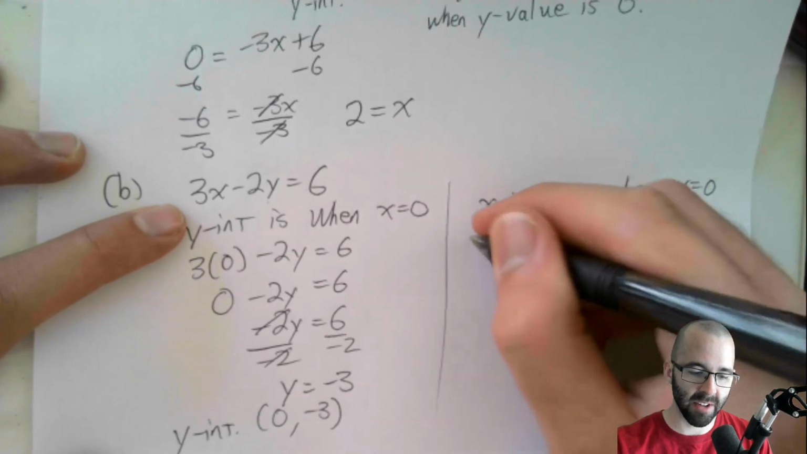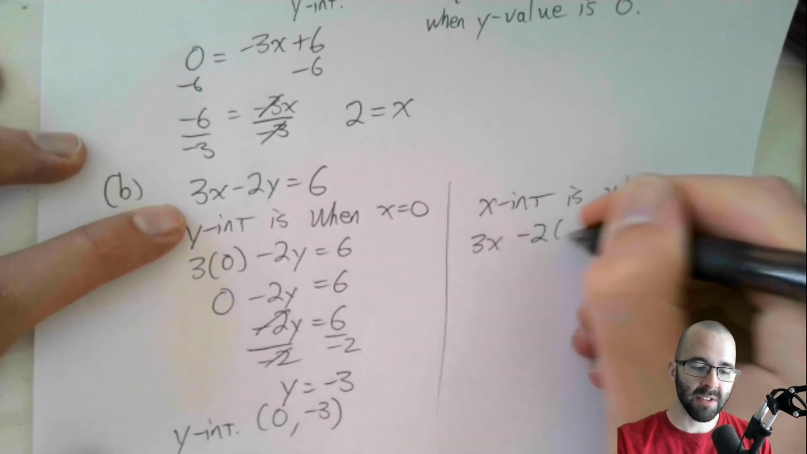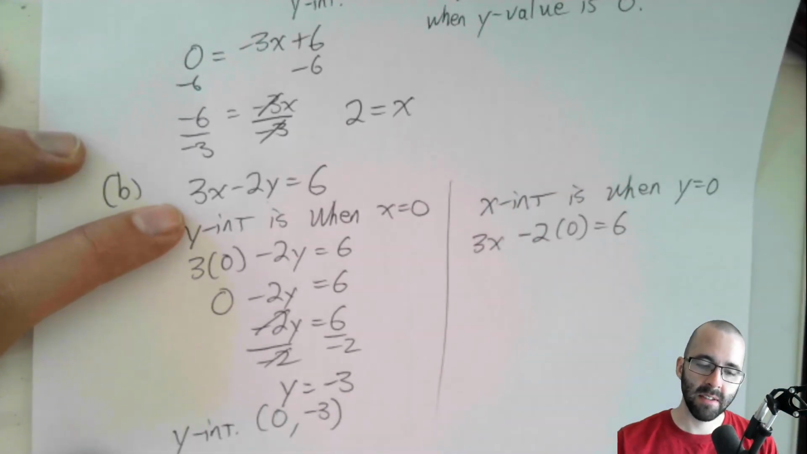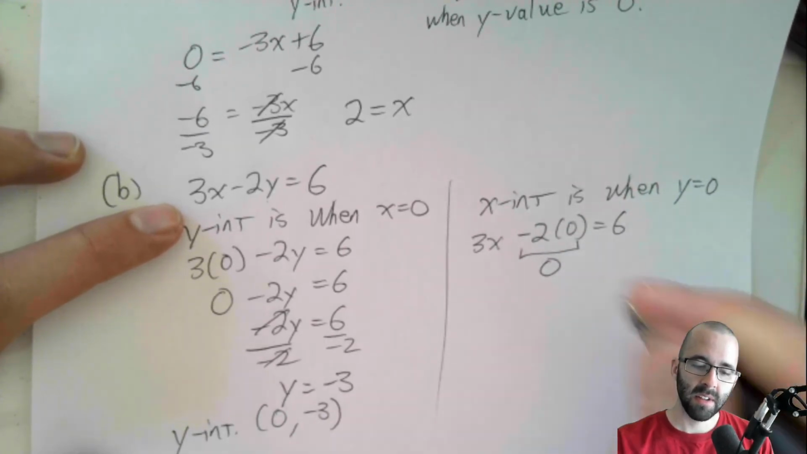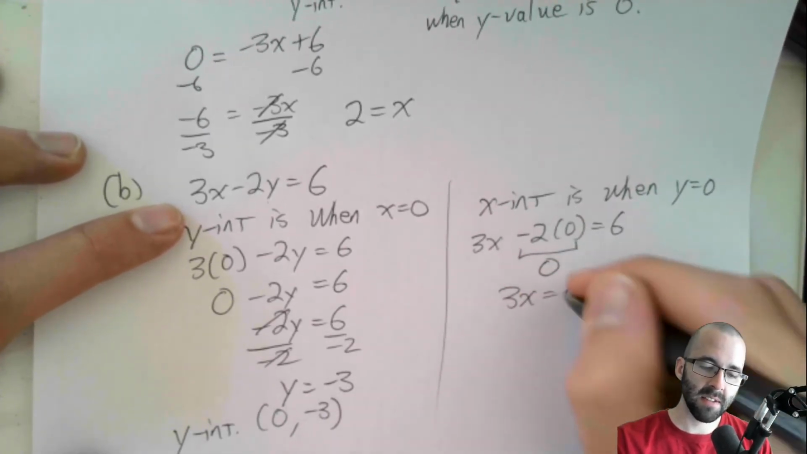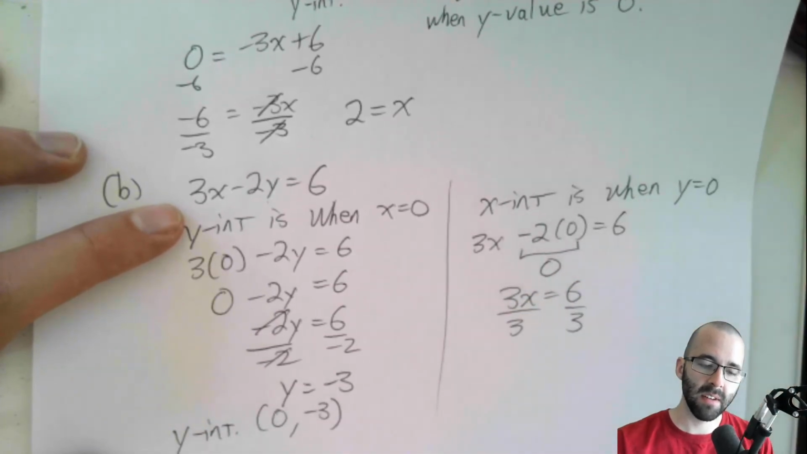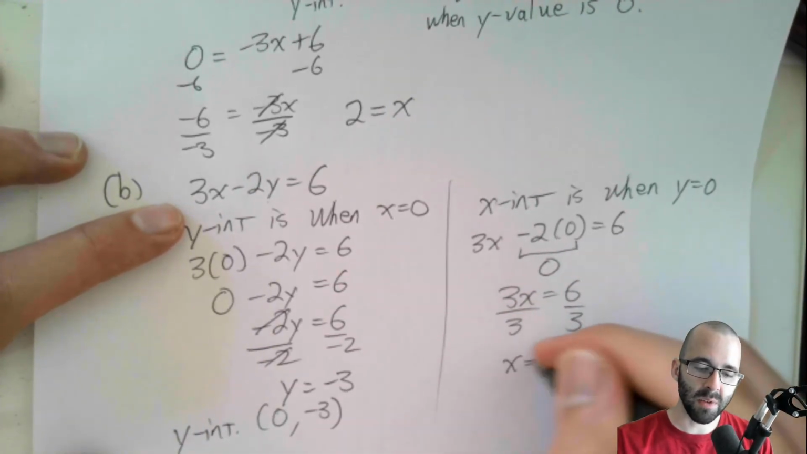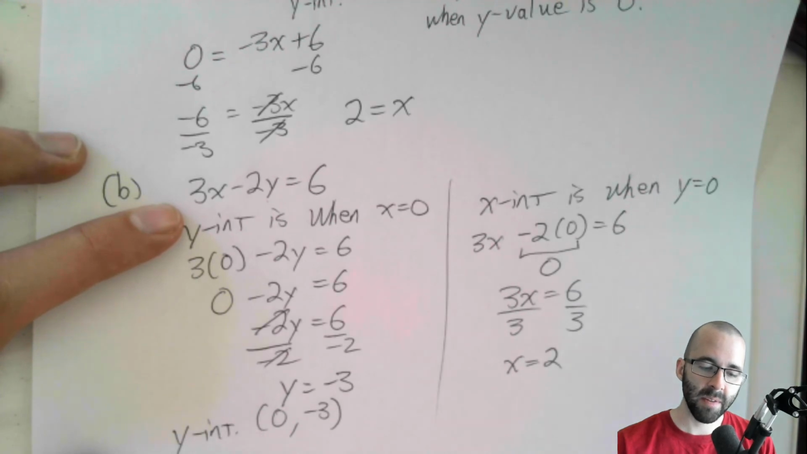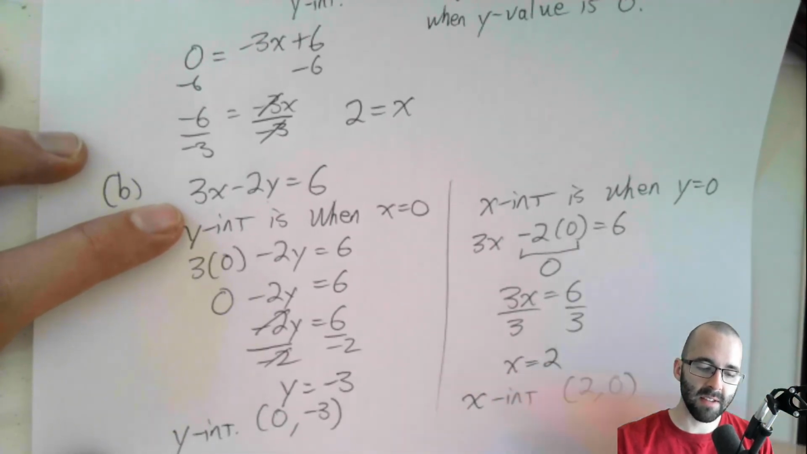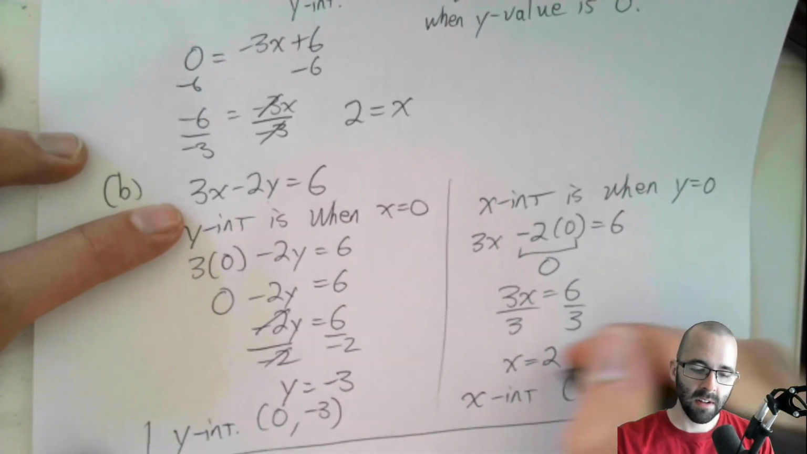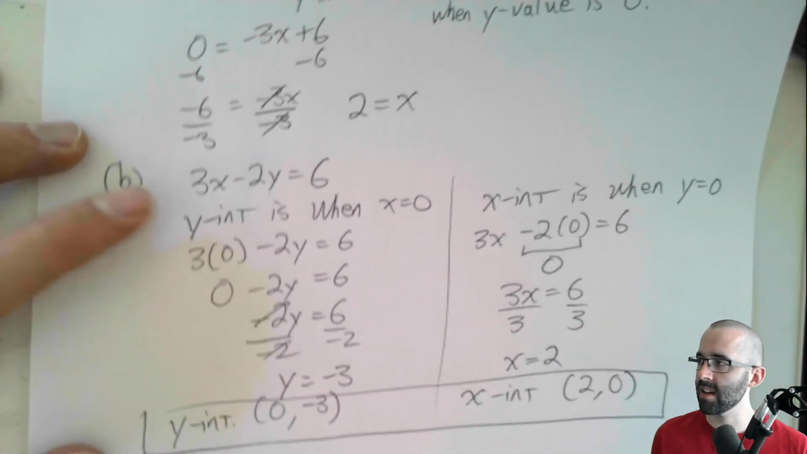The y coordinate is 0 now, so we get 3x minus 2 times 0 equals 6. Again, this just becomes 0. We just have 3x equals 6. Divide both sides by 3, and you get x equals 2. So the x-intercept is when x is 2 and y is 0. I can do a big box.